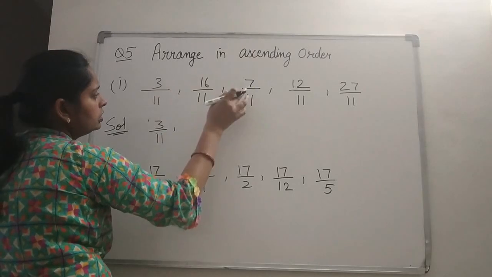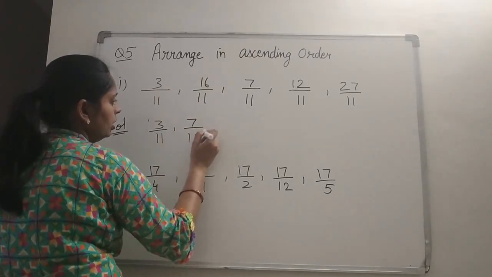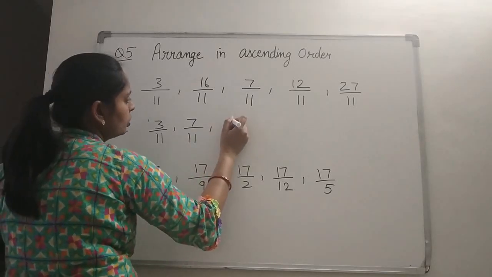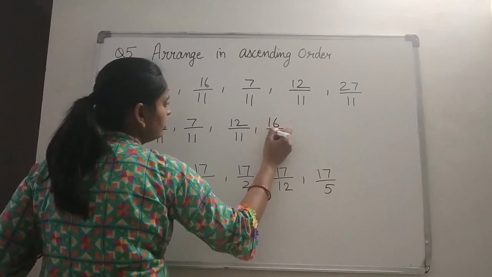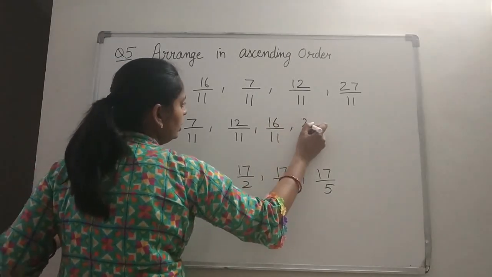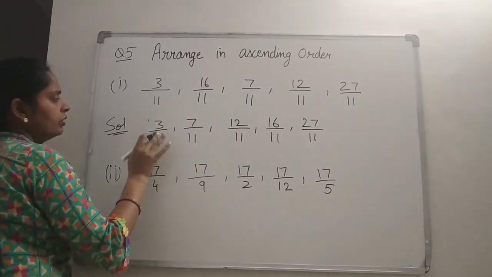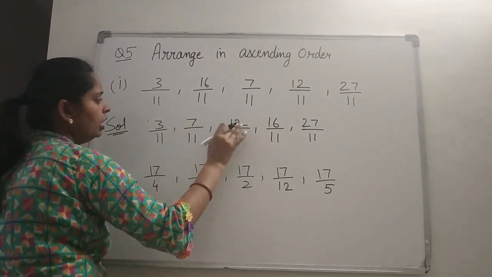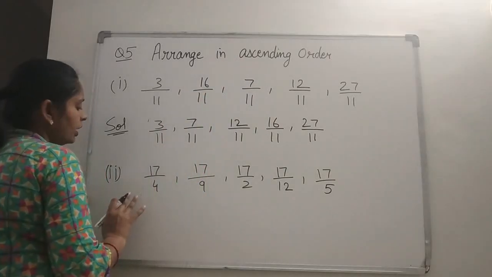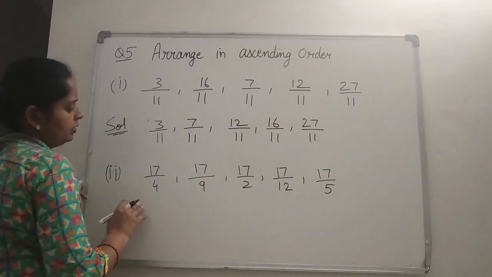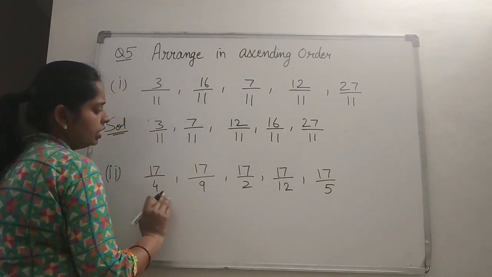After 3, what is the smallest? Obviously 7 is the smallest. So 7 upon 11, and then comes 12 upon 11, and then 16 upon 11. And the last we are having 27 upon 11. Means like a normal number what we are dealing, we have to deal with the numerators and do the arrangement of ascending order.